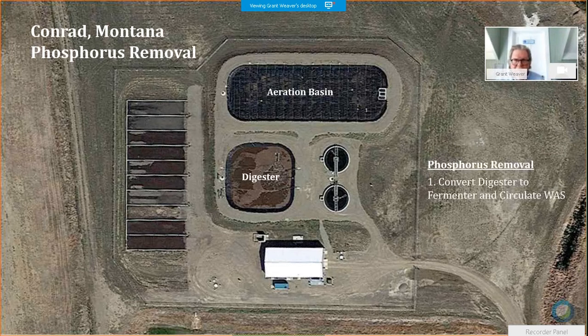Phosphorus removal. This is my phosphorus removing poster child. This digester was converted to a fermenter. As the air in the aeration basin cycled on and off, the air in the digester cycled on and off. It's a big digester. You can see that. It's earthen filled. In fact, to the left, those are sludge drying beds. Probably don't have too many sludge drying beds in Tennessee. There's too much rain. But out in the arid west, sludge drying beds are pretty darn effective. And particularly, this is remote from town. It's at least a mile away from town.